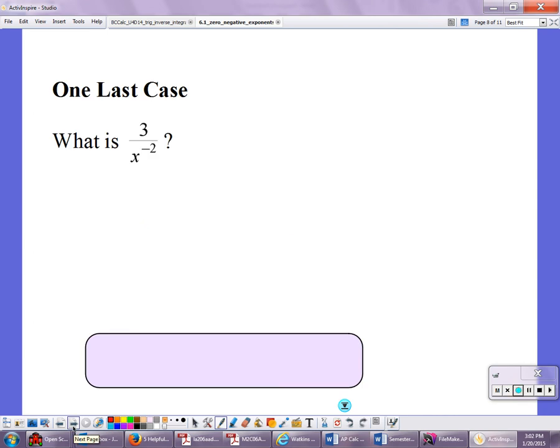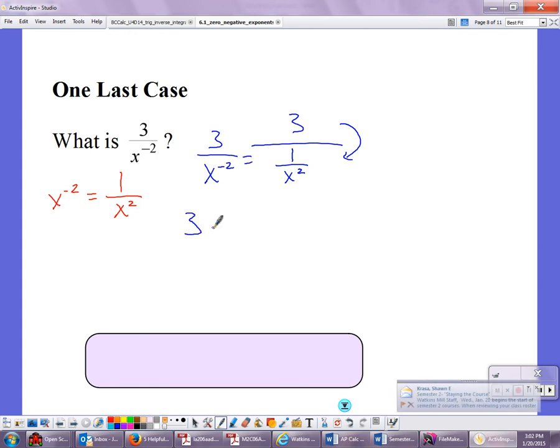Okay, what about this one? 3 over x to the negative 2. Now the math is going to get a little weird here. You may just want to end up memorizing this one. But 3 over x to the negative 2 power. Well, x to the negative 2, we know, is 1 over x squared. So 3 over x to the negative 2 should be 3 over 1 over x squared. That looks ugly. But remember, 3 over this is the same as the numerator divided by the denominator. So maybe we can think of it that way: 3 divided by 1 over x squared.